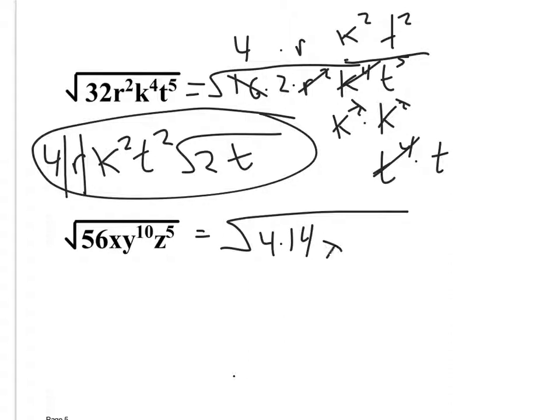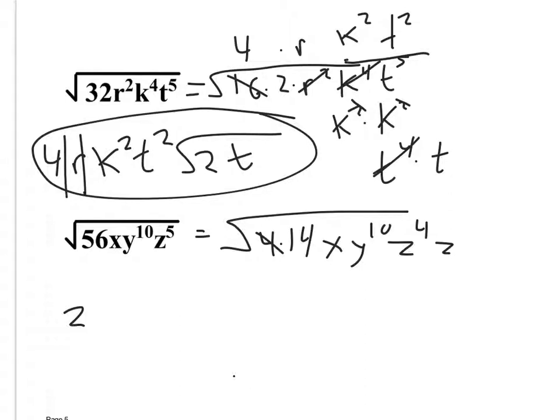And then x, y to the 10, z. I'm going to write it as z to the 4th and z. Okay. What's square root of 4? Okay, so that one breaks down. Can I do anything to square root of 14? No. Can I do anything to square root of x? No. Square root of y to the 10.